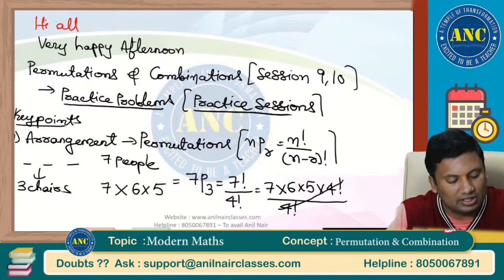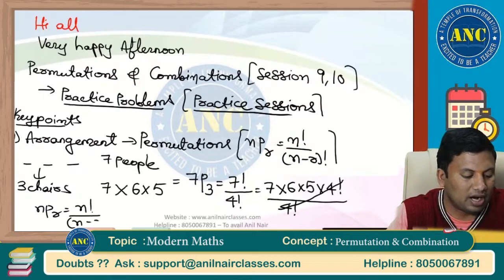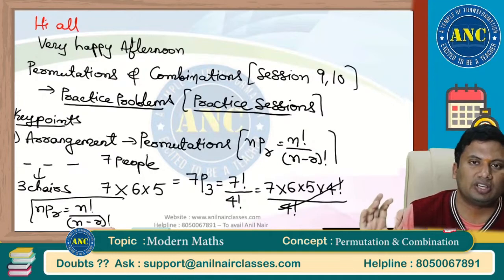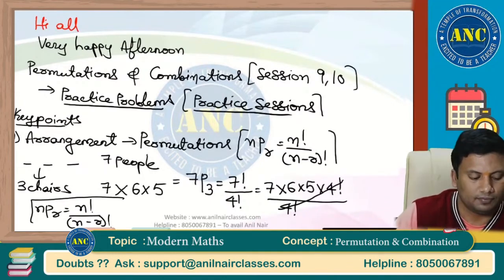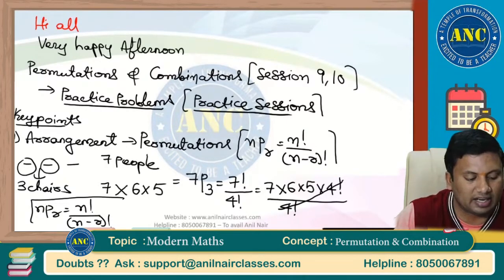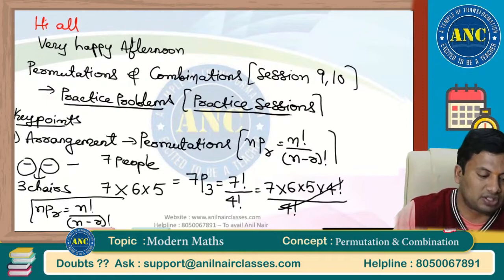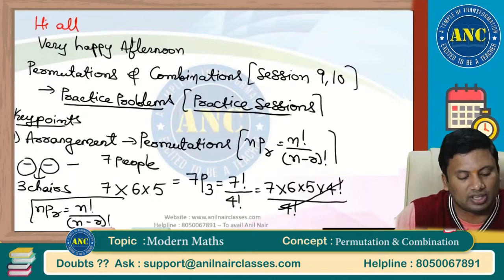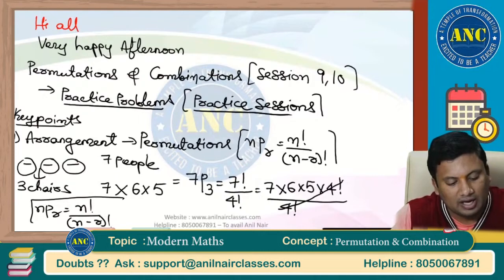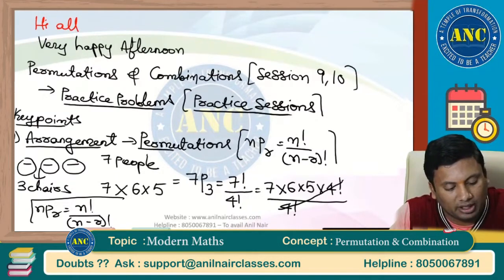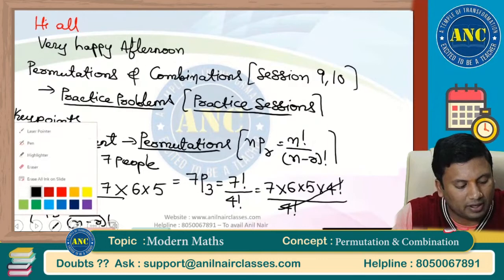So, nPr is given by n factorial by (n minus r) factorial. There is no condition on any of these arrangements. There are 7 people, there are 3 chairs. In the first chair, 1 out of the 7 people can sit. In the second chair, because the first person already sat, 1 out of the 6 persons; third chair, 1 out of the 5 persons. 7 into 6 into 5. Arrangement is nothing but permutations.